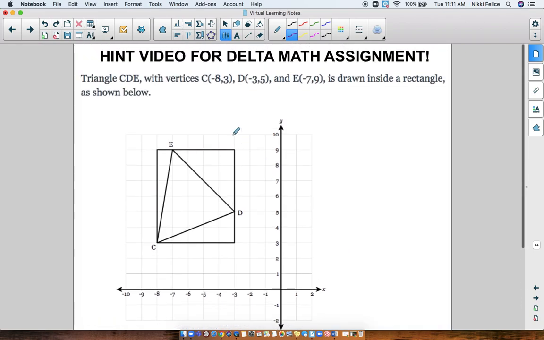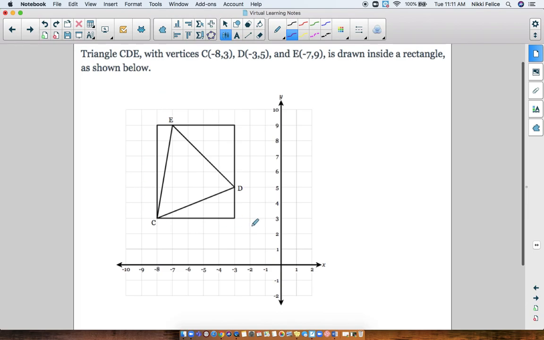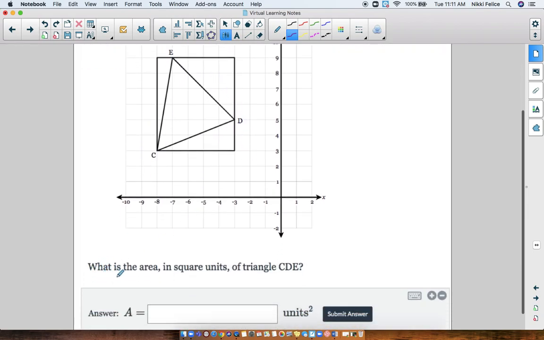So we have this box here on our coordinate plane. It's a rectangle and there's a triangle inside it. We want to figure out what is the area in square units of the triangle CDE.